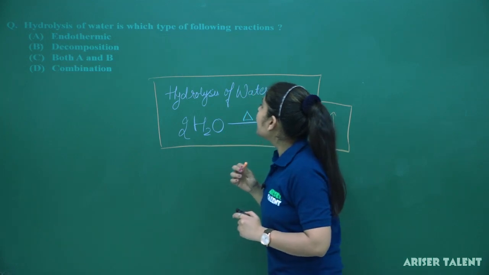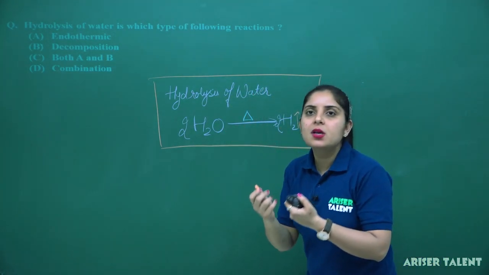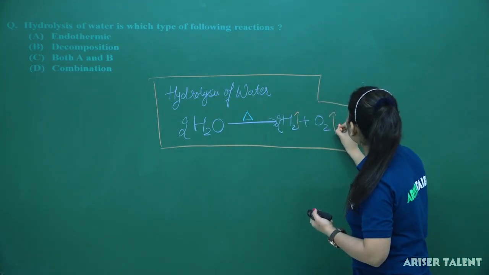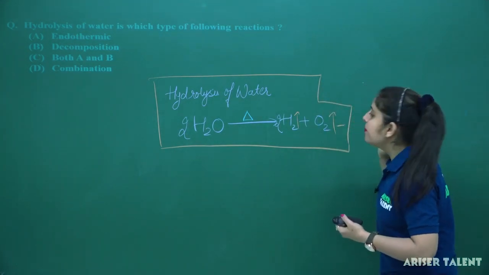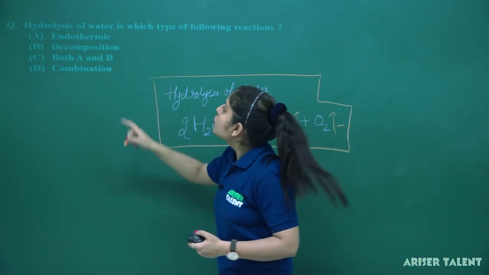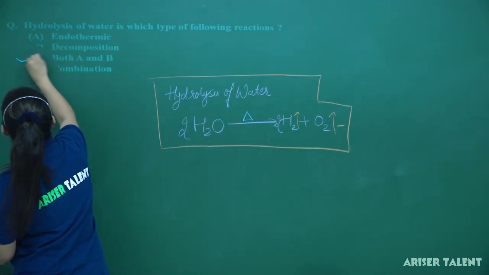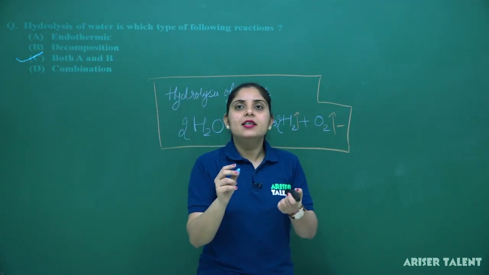But we can also see here in hydrolysis of water, there will be absorption of some amount of energy. If energy is absorbed here, we indicate it by the negative sign. So it can also be an endothermic reaction. So both the options endothermic and decomposition are correct. So here option number C will be the correct answer, that is both A and B.